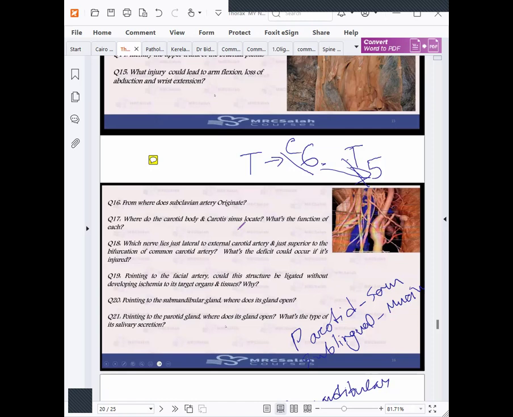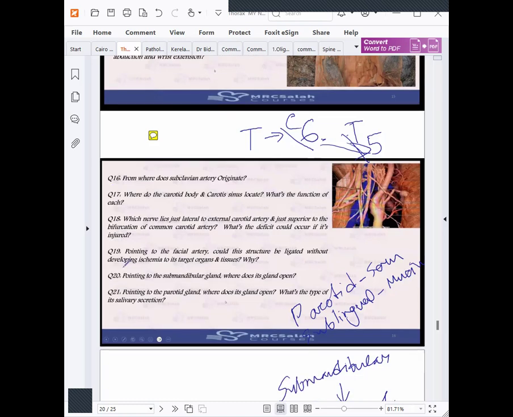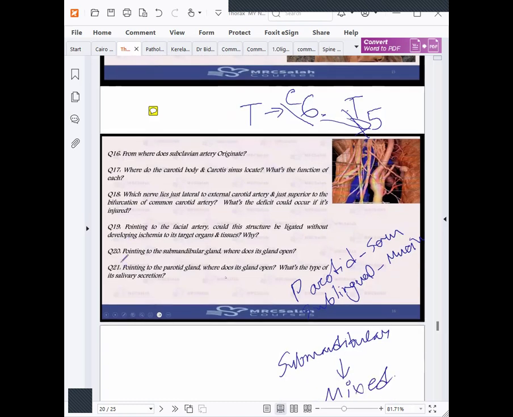Which nerve lies just lateral to the external carotid artery and just superior to this bifurcation? Remaining, you can take the discussion, Doctor. Which nerve lies just lateral to the external carotid artery? The hypoglossal nerve. Okay, I will ask you the question.